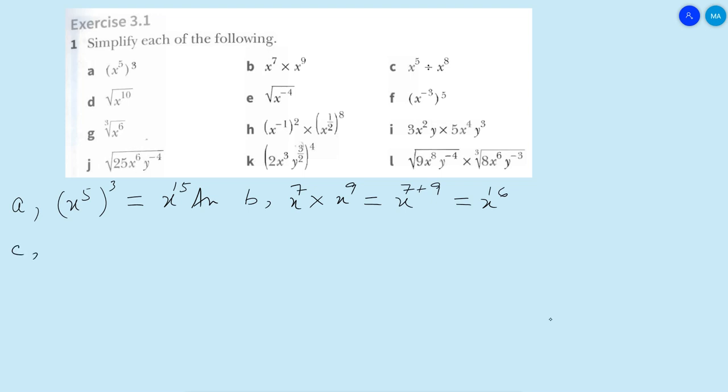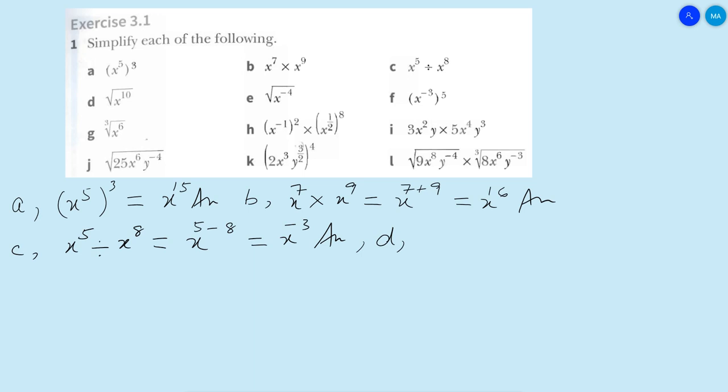Come to part C, x to the power 5 divided by x to the power 8. We have already seen if two same bases are divided, then their powers can be subtracted. So we can write this 5 and this 8, this should be minus 8. So x to the power 5 minus 8 is minus 3. This is the answer of part C. Come to part D. So these are very easy questions.